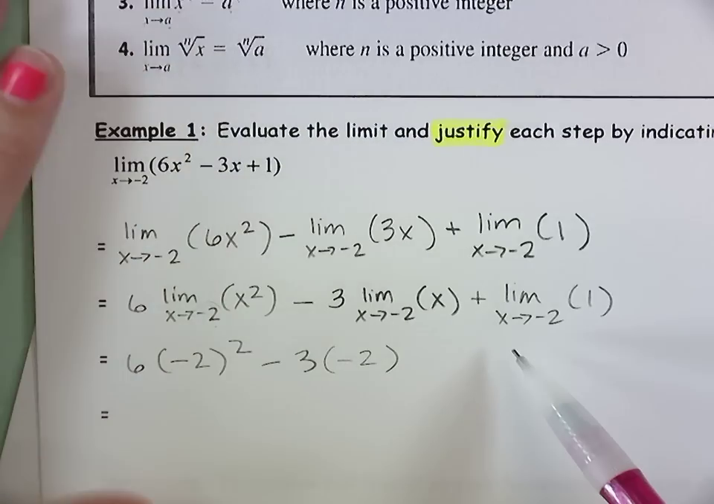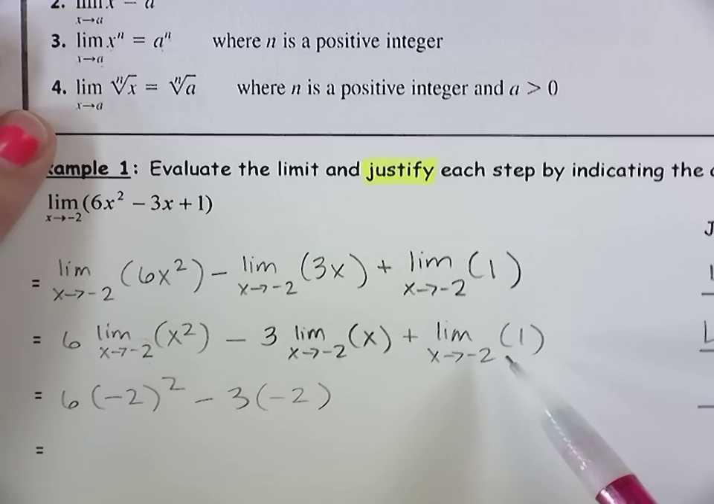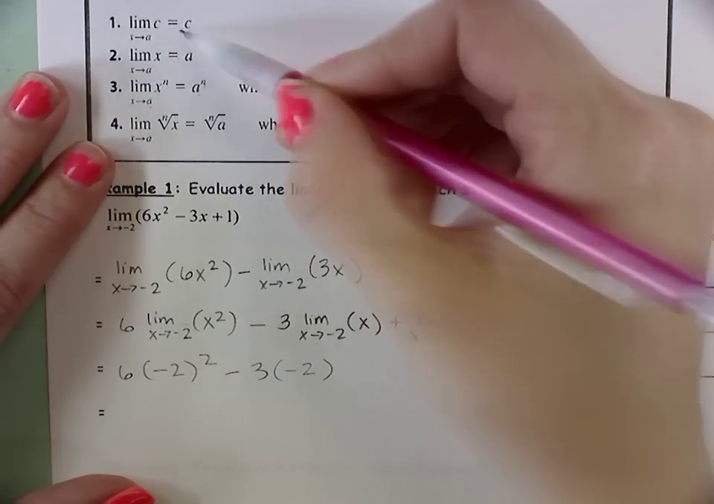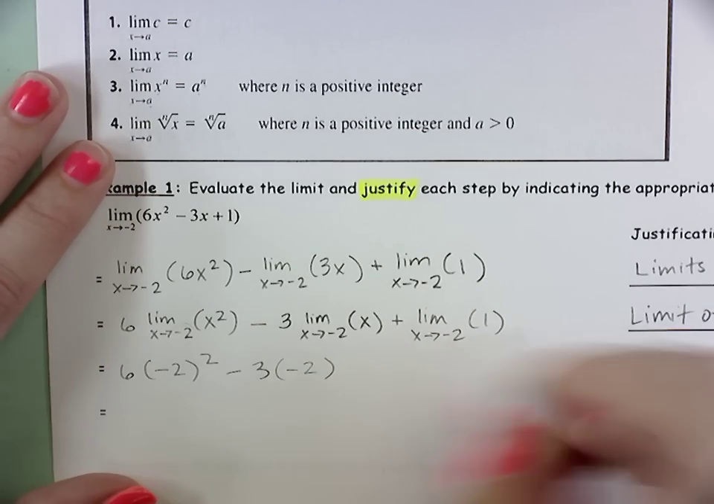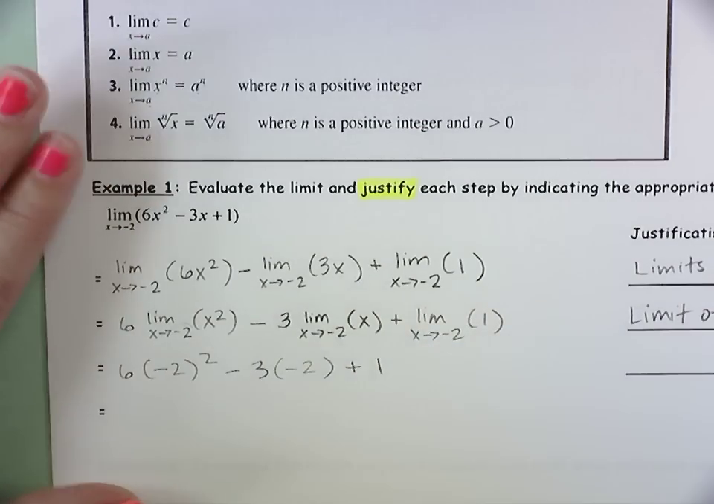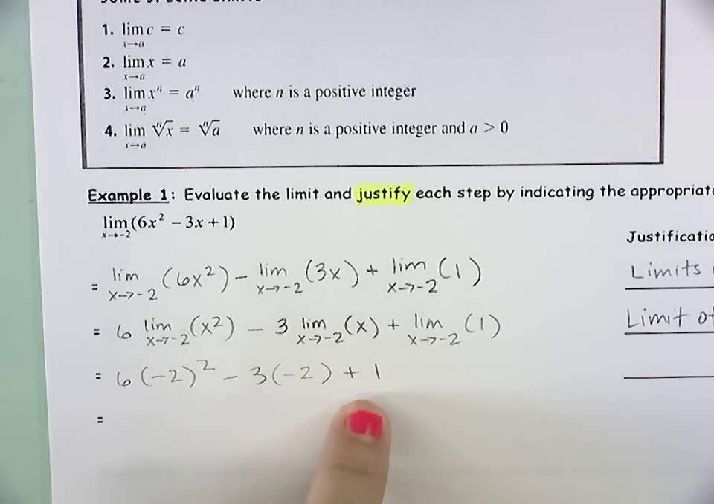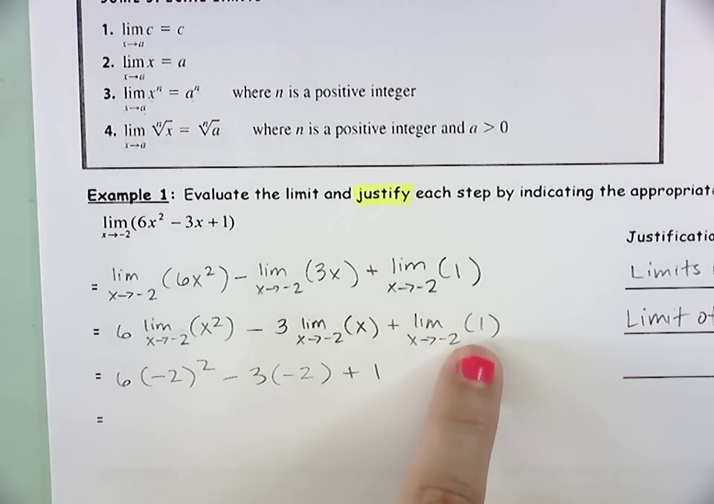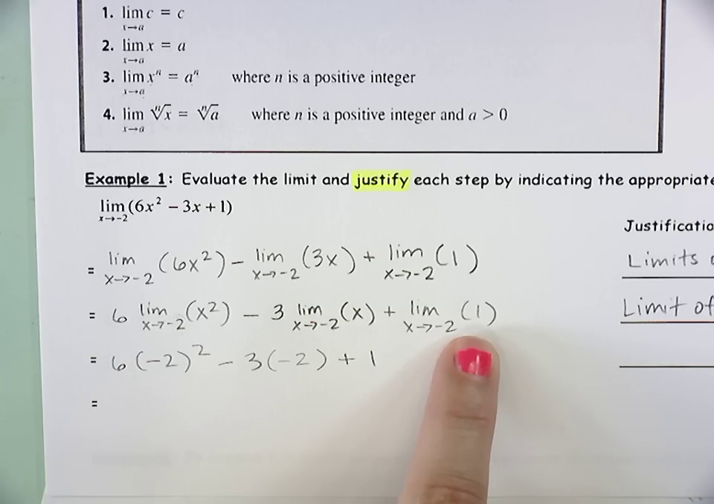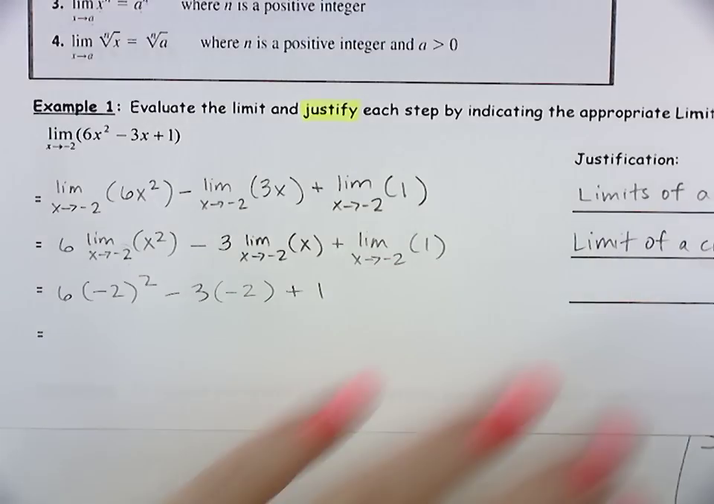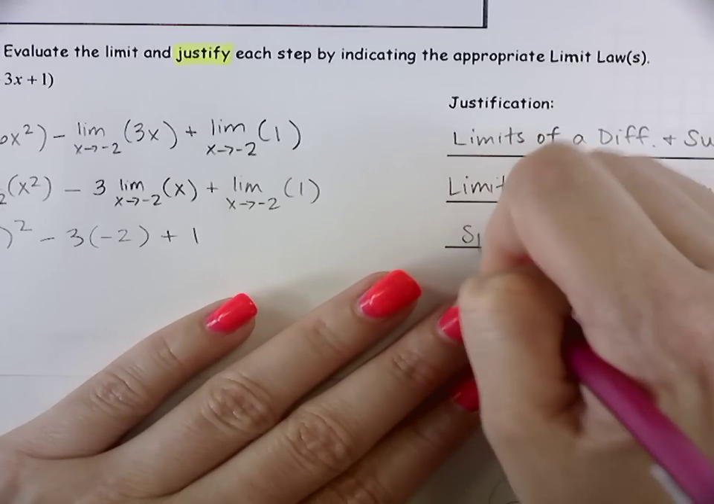And then, Sydney, the last one is going to be what special limit? Yeah, number 1, because number 1 is the constant. So that says that you would just have the constant. And that actually makes a lot of sense, because if I were to plug negative 2 into the equation, is there any place for me to plug in negative 2? No. Okay, so for this one, we use special limits 1, 2, and 3.